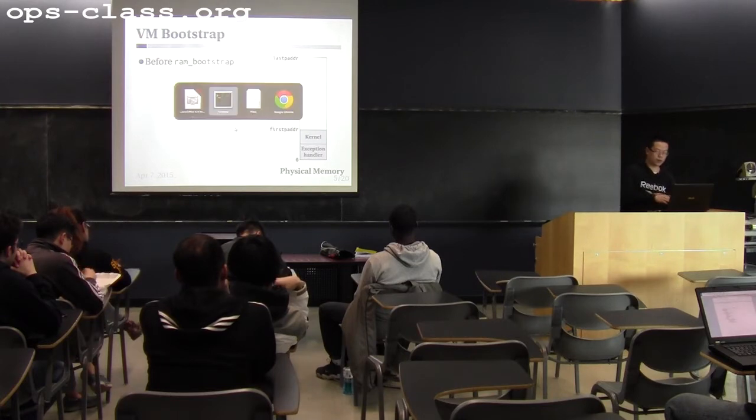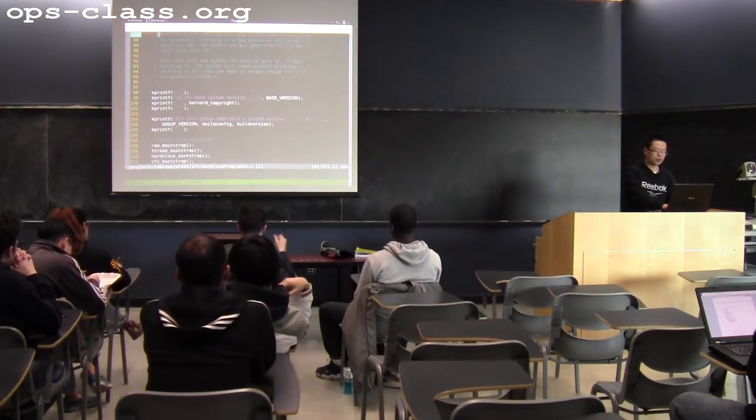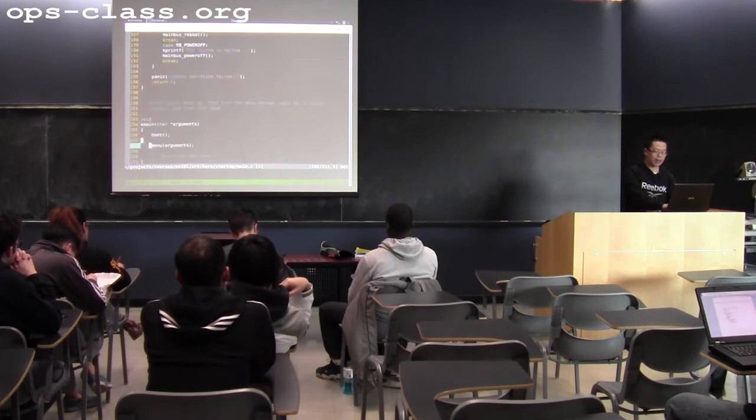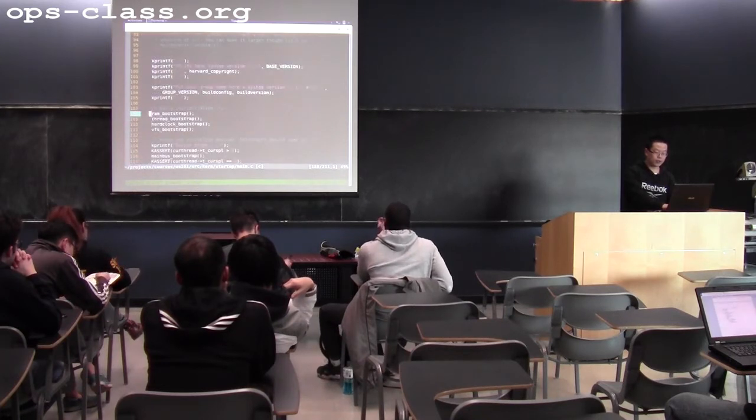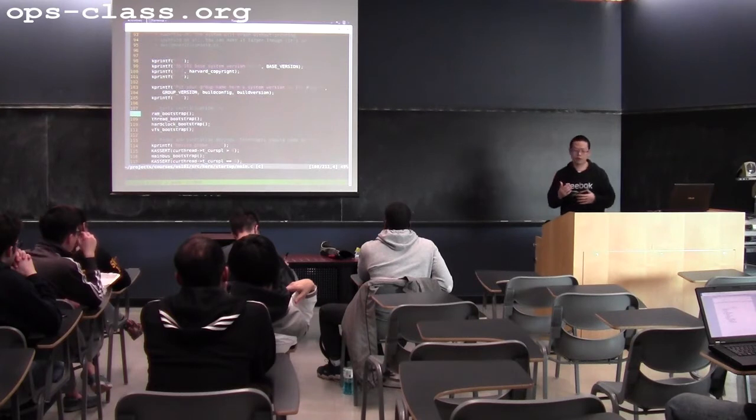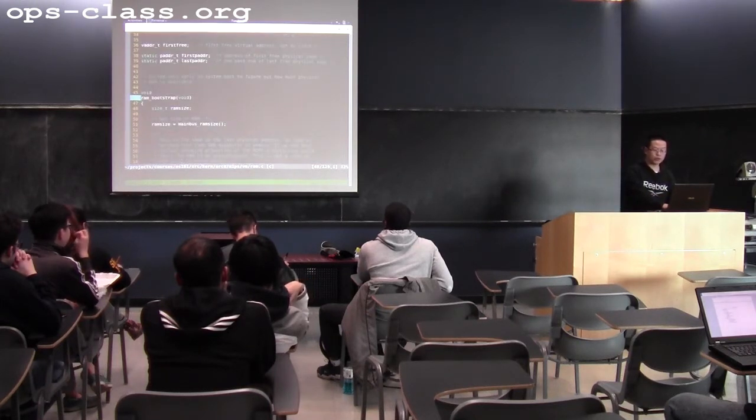If you look at the code, here I have main.c open. So this is the kmain function. It first calls boot. Inside boot, the first function it calls is here, ram_bootstrap, right? The first priority of the kernel at this point is to figure out how many resources are there for me to use, right? If you go into the ram_bootstrap function, you will find that.